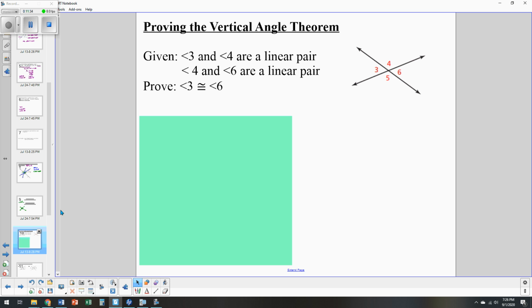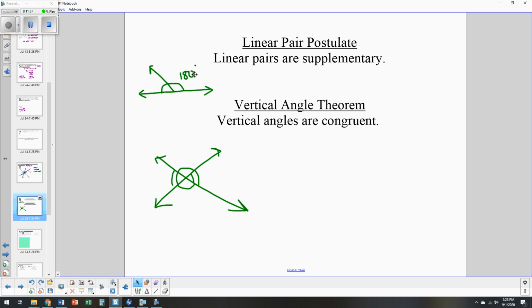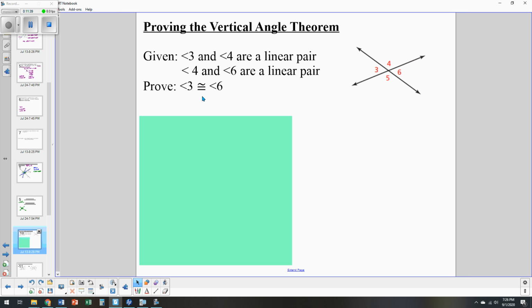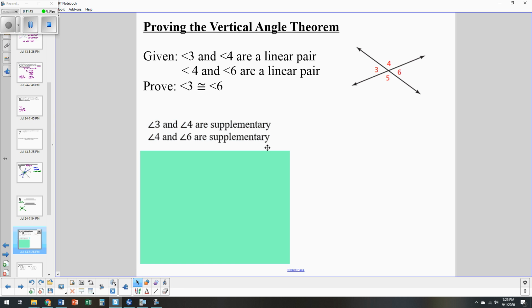So we just learned on the previous page, linear pairs are supplementary. So if I know that 3 and 4 are a linear pair, that means 3 and 4 are supplementary. And if I know 4 and 6 are a linear pair, I know 4 and 6 are supplementary. So I can say 3 and 4 are supplementary and 4 and 6 are supplementary, and that is because of the linear pair postulate. I'm just going to put my little reasons over here. I'm skipping some stuff that is normally required in a formal proof, but we're just getting to the idea here.